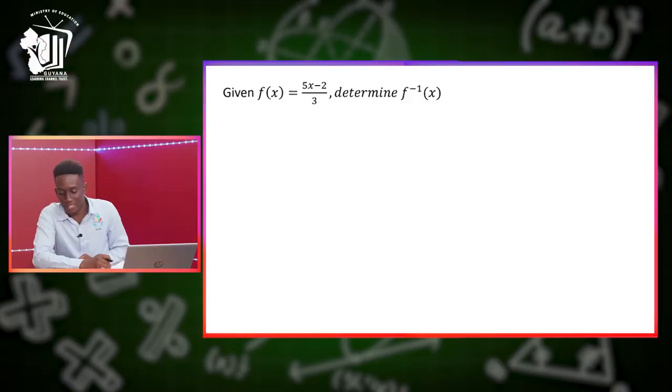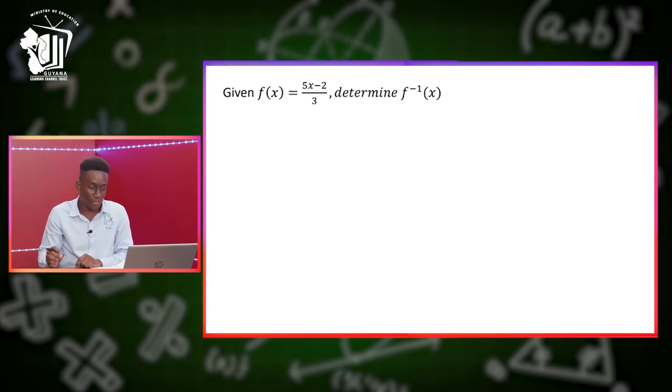So this example says, given f of x is equal to 5x minus 2, all divided by 3, determine f inverse of x. So you see, this is a slightly different question, a slightly different function, and they're asking us to find the inverse of this function. So we follow the same steps. The steps will remain the same regardless of the function.